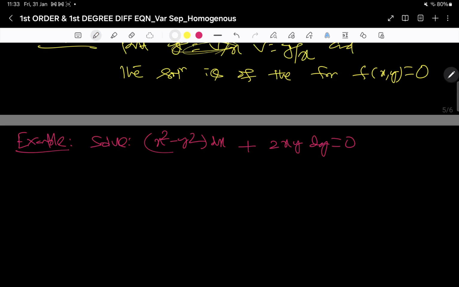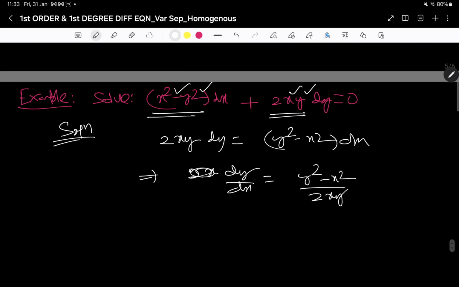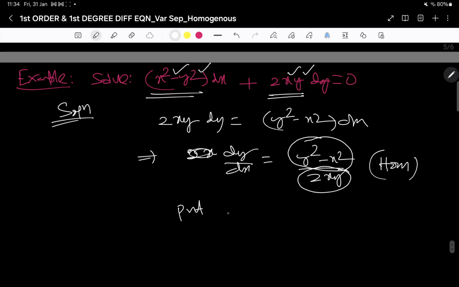So let us solve one example. Now given one example, you see this is M and this is N. It is homogeneous of degree 2 here. So let us rewrite it. That means 2xy dy is equal to (y square minus x square) dx. So that means dy by dx is (y square minus x square) by 2xy. Now you see here the numerator is homogeneous of degree 2, the denominator is homogeneous of degree 2, so it is homogeneous. You put y is equal to vx, so that means dy by dx is equal to v plus x dv by dx.